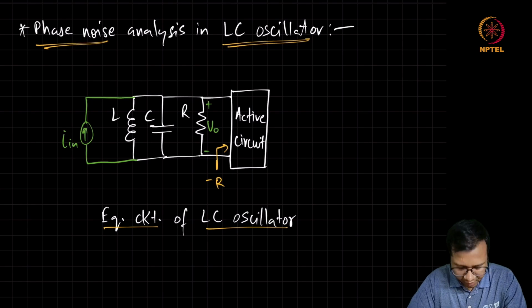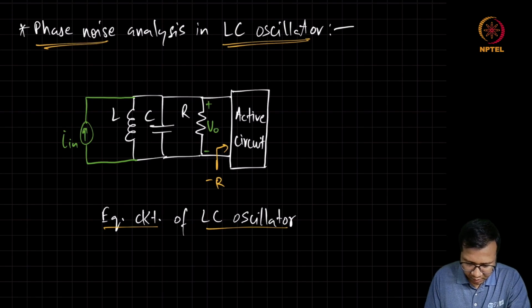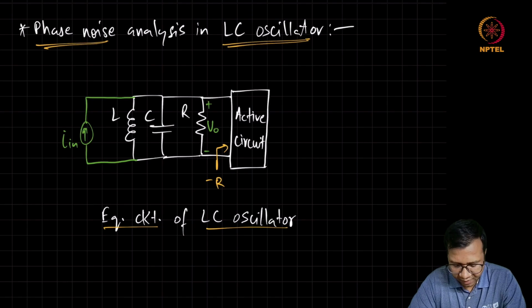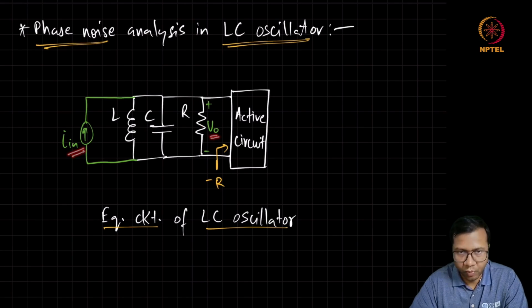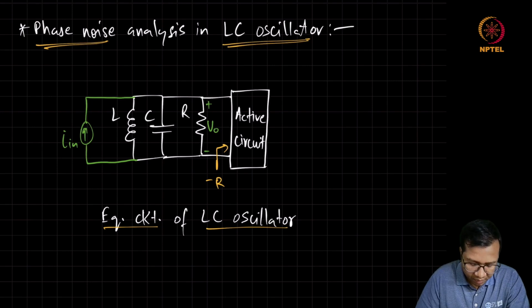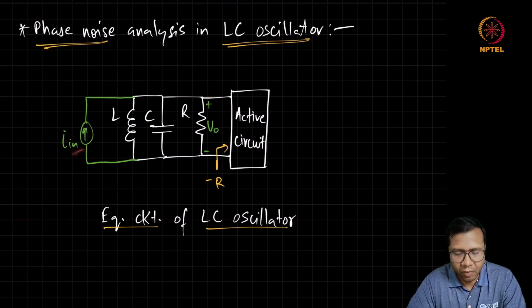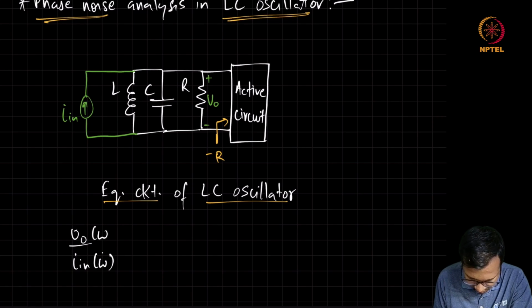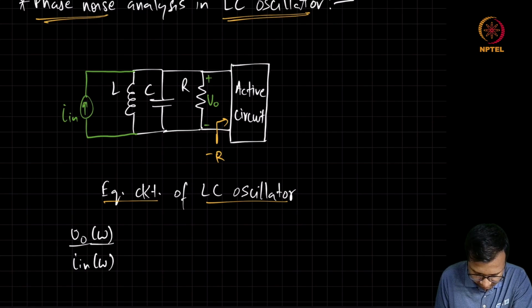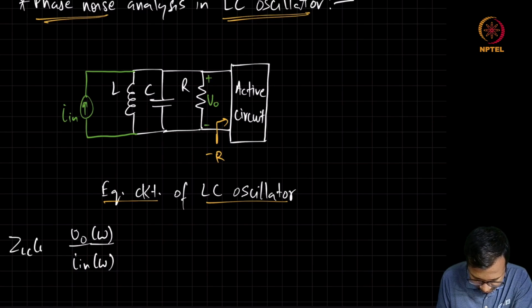Okay, so in this equivalent circuit, if we want to understand the phase noise in the output voltage, we can try to find out what is the transfer function from this input current source to the phase of the output voltage. And then we can replace this input current source with the equivalent noise sources to find the phase noise in the output. So we are interested in Vo by in. Let's call it ZLC.